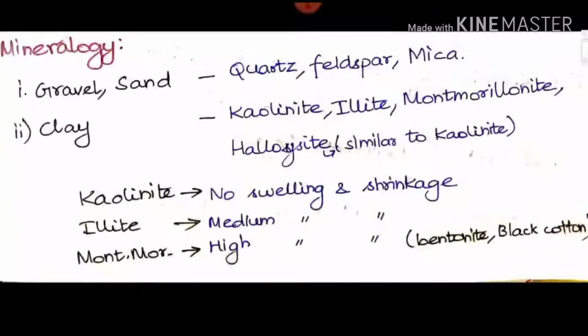The halloysite is similar to the kaolinite only. So these minerals will all have swelling characteristics in general, because swelling is the main component in clay. If we see kaolinite, it will have no swelling and no shrinkage at all. And illite has medium shrinkage and medium swelling, and montmorillonite has high swelling and high shrinkage.